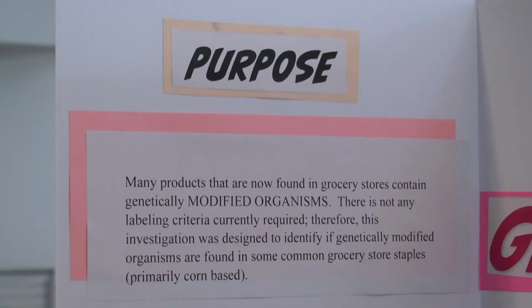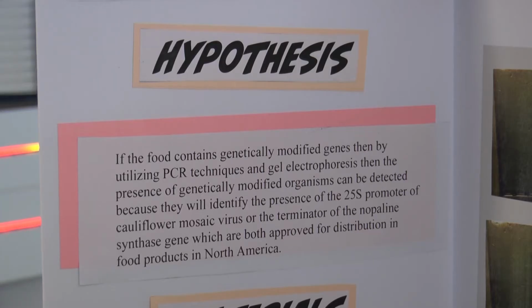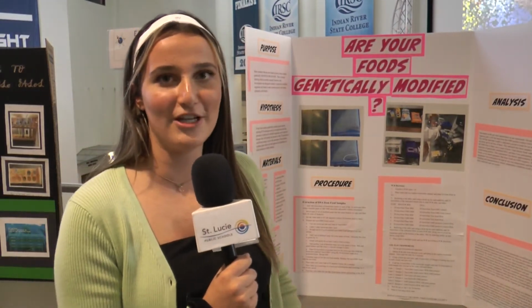So what I first did was I used 2 controls, positive and negative controls for genetically modified genes, and I used my 4 test food samples. I used corn muffin mix, white cornstarch, tortilla chips, and cheese puffs. I used these because of the corn that they have in them, since corn is highly reliable for genetically modified genes. I also used these because I like them and I wanted to see if there were any genetically modified genes in them.